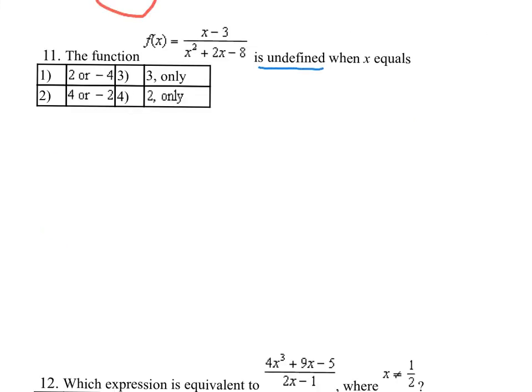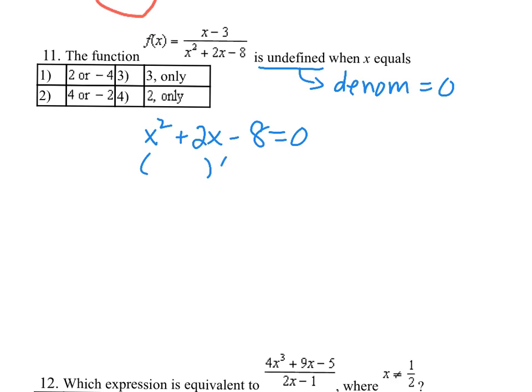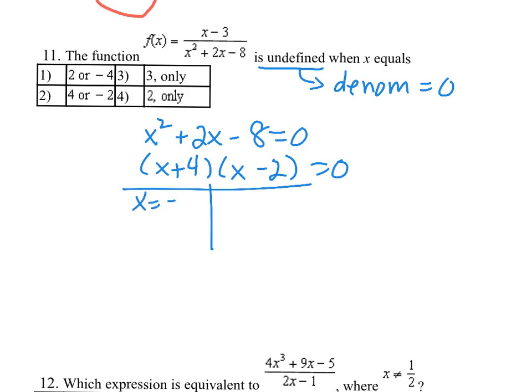All right, undefined. The denominator equals 0. So I simply just take x squared plus 2x minus 8. Let's set that equal to 0. So I have a trinomial. I'm going to factor that out. And then I'm going to get x plus 4. And I'm going to get x minus 2. A little t-chart here, and let's just cheat and change the signs. So x equals negative 4 and x equals positive 2, which is choice 1.